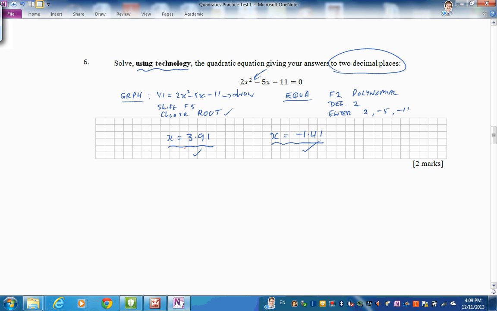Remembering to round to 2 decimal places. If you didn't round to 2 decimal places, got the right numbers, but more of them, just take off 1 mark. Okay. How are you going?